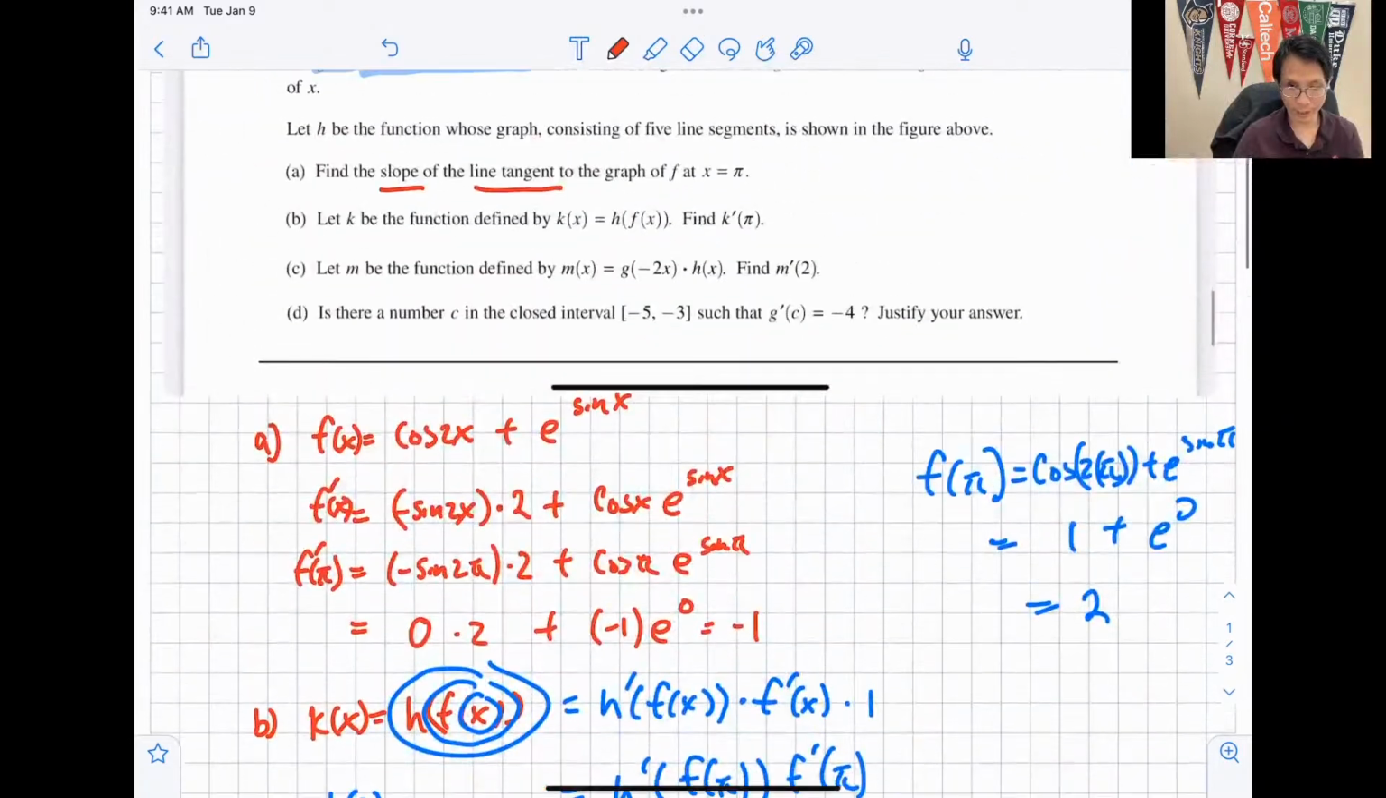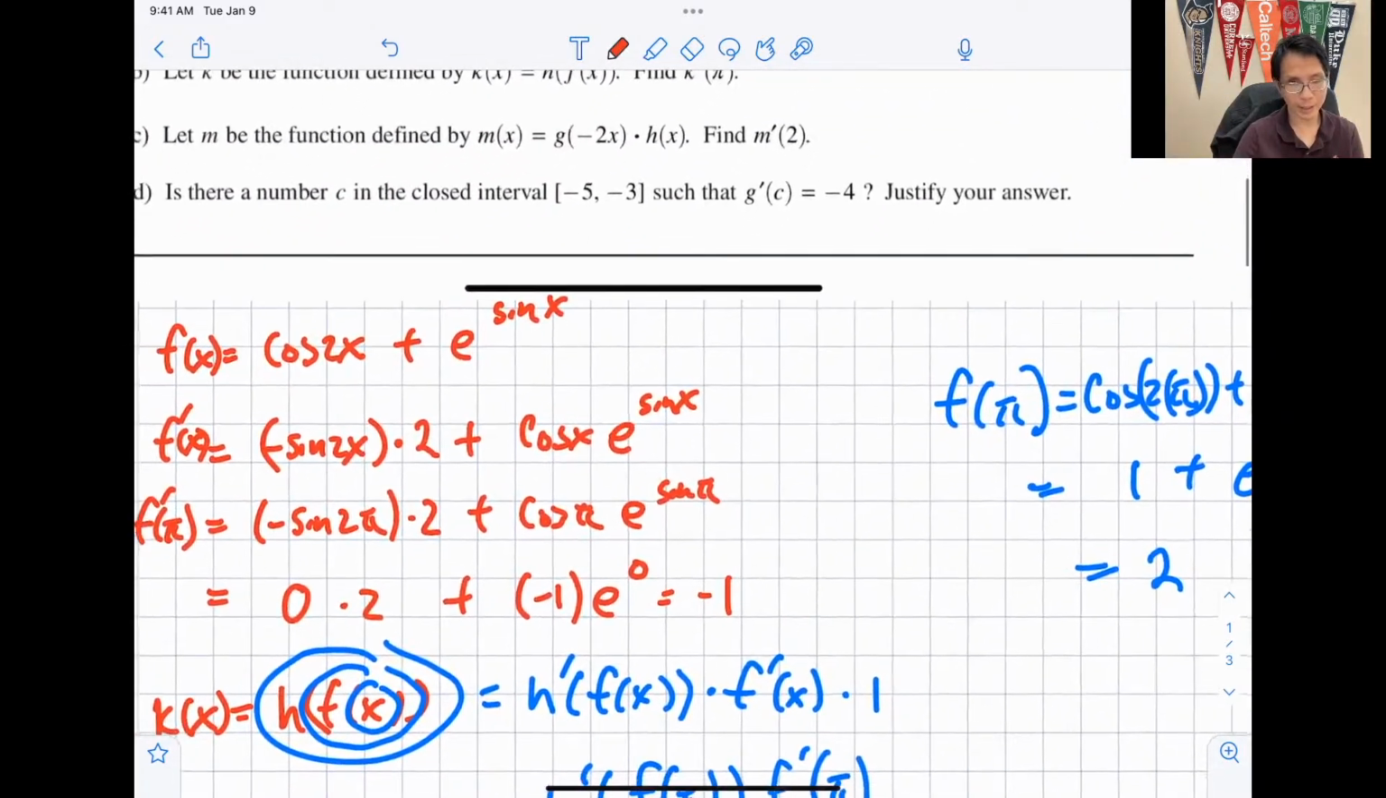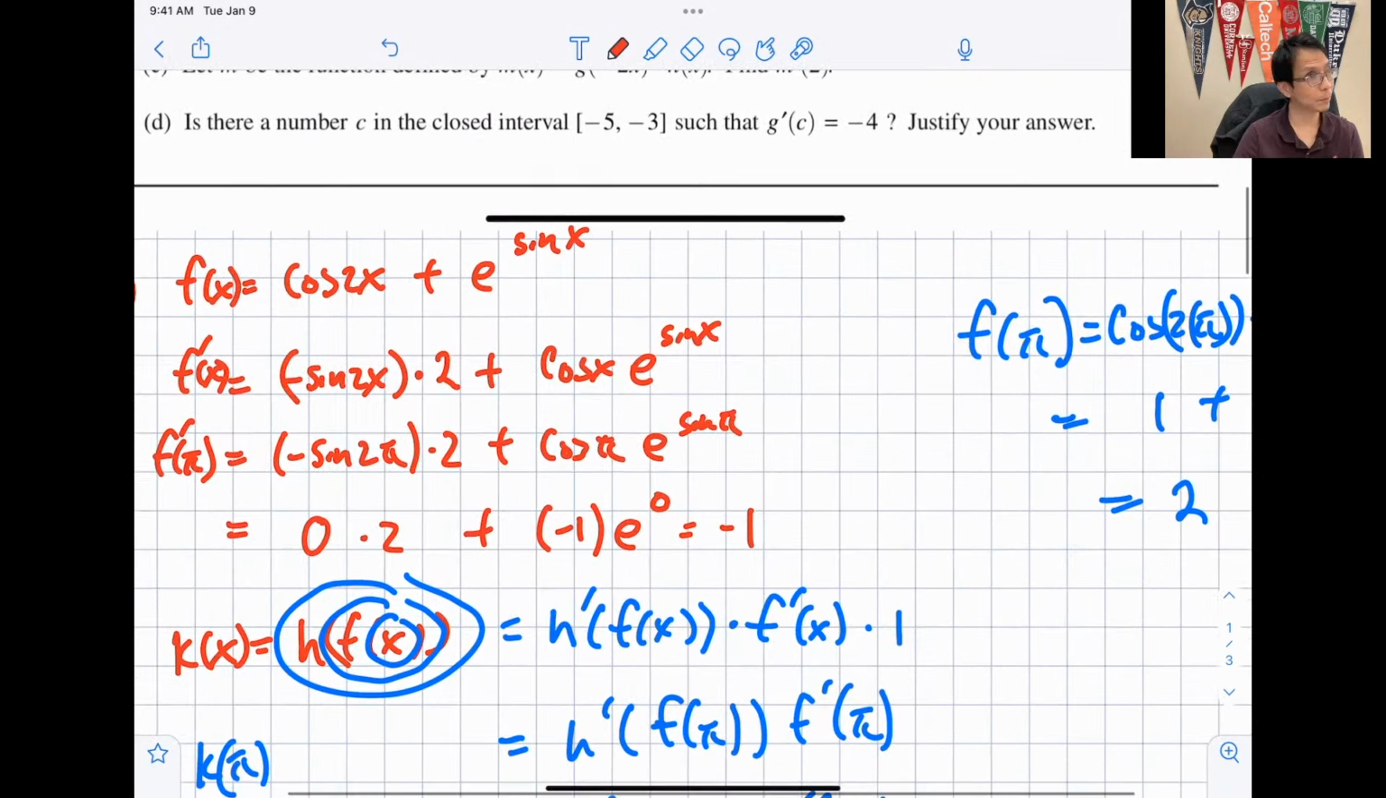Okay, so the last part. Now, why is that not the intermediate value theorem? Here's the reason why.